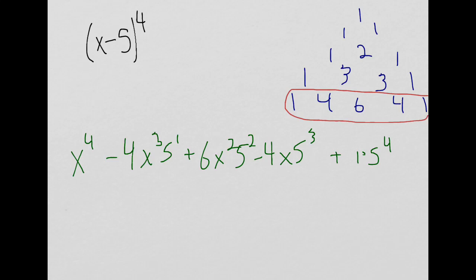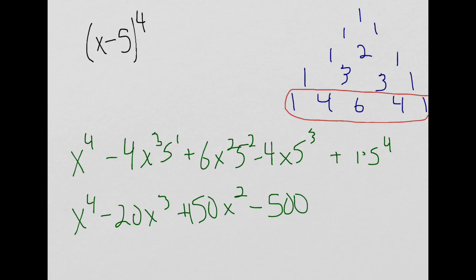So from here I just have to multiply all those numbers out, and I have a calculator available for me at this point, so I would go x to the fourth, multiply 5 by 4, get minus 20x cubed. The next one I multiply 25 by 6, and that gives me plus 150x squared. And then I get minus 500x, and then plus 625. And that's my final answer right there.